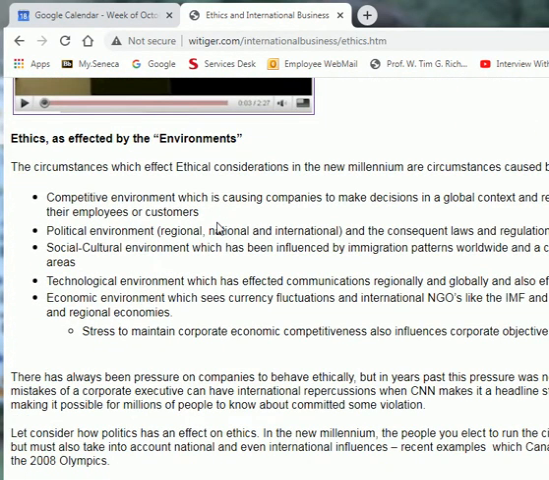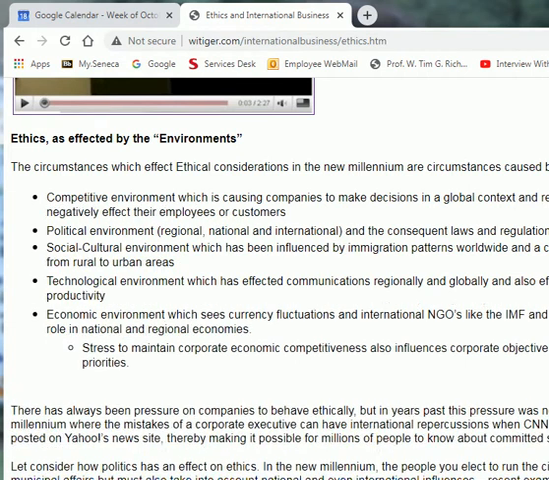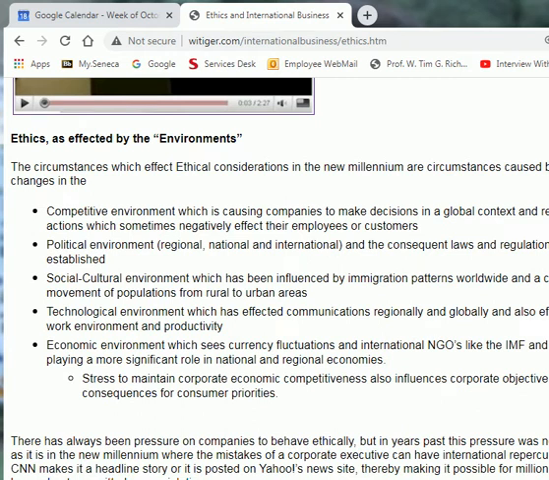So we understood that the competitive environment is the one that causes a lot of companies to behave in a certain way. The political environment, also laws, rules, and regulations from country to country change. For example, in one country you can get away with hiring people who are age 15, 16 to work in a factory. In other countries you have to be 18.